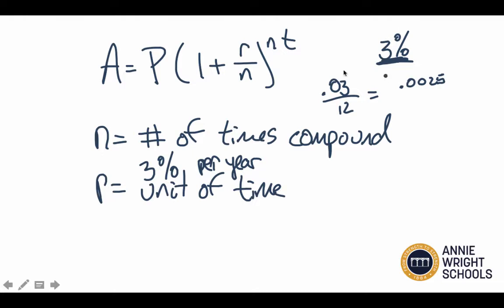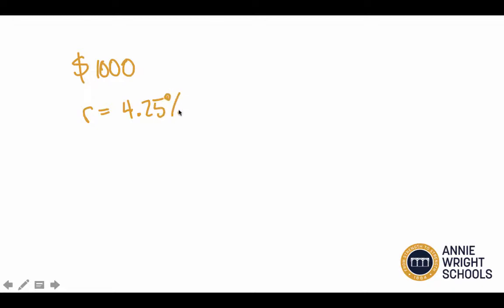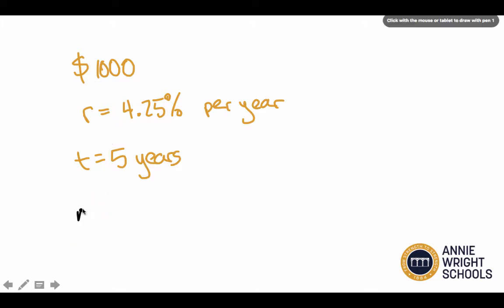Good, so let's do a practice problem, and you can see the difference here. Let's say we had a $1,000 investment, and you want your calculator here. We have a rate of 4.25%. Let's calculate the interest after 5 years. So this is 4.25% per year. Let's calculate 3 different examples. Let's do 1 when N equals 1, so that would be compounded yearly.